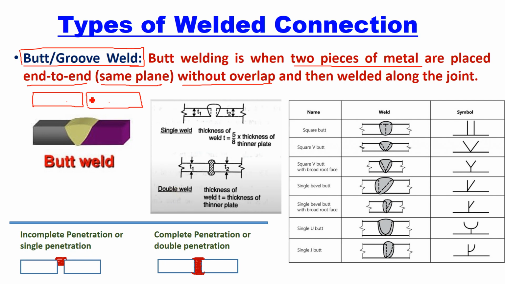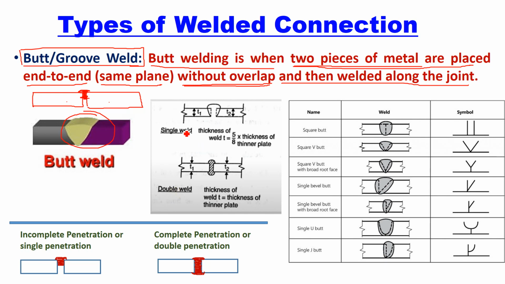Okay, now how is the welding done? At the empty space between these two plates, welding is done. This is called butt weld. I repeat again, butt welding is welding when two pieces of metal are placed end to end without overlapping and then welded along the joint. This is called a joint. Welding along the joint is called butt weld. Here it is shown. So these are the two plates.